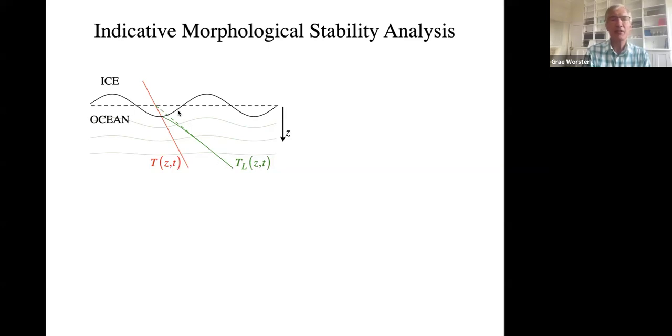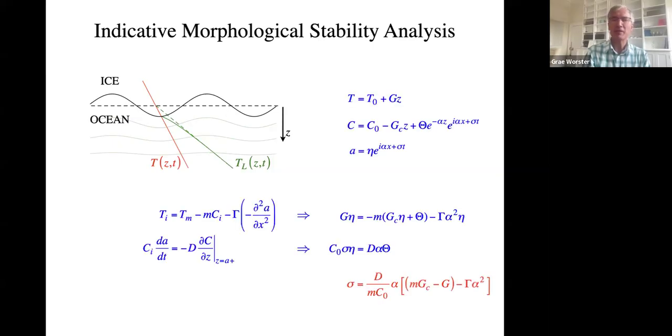But if we have a corrugation to this interface, then the lines of constant impurity, constant salinity in the ocean are compressed by these peaks and expanded near the troughs. And what that does is allow the impurity to be taken away more efficiently and for this peak to grow. And that leads to an instability. I'm not going to spend time on it.